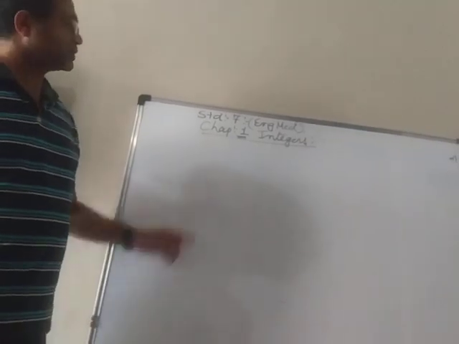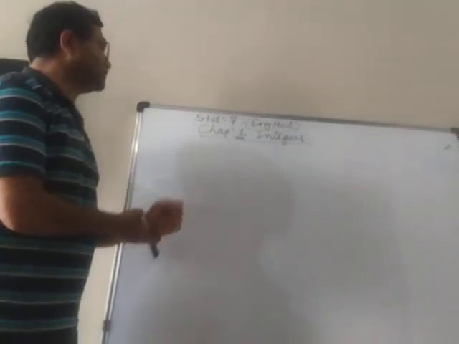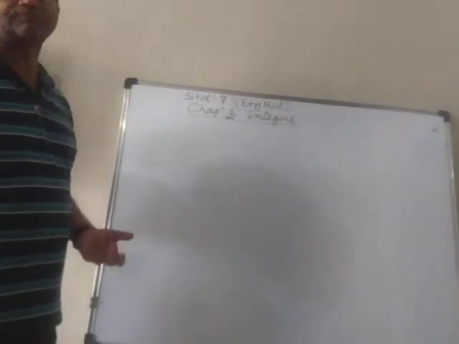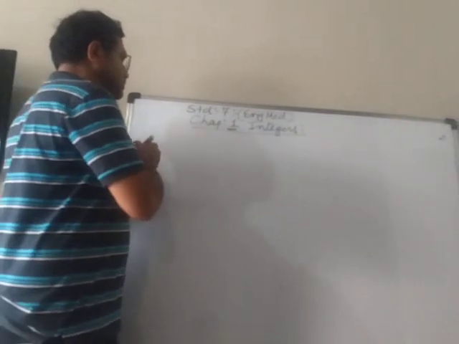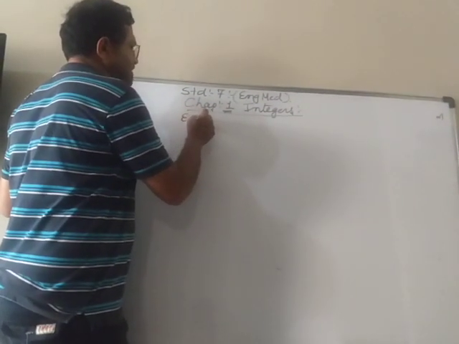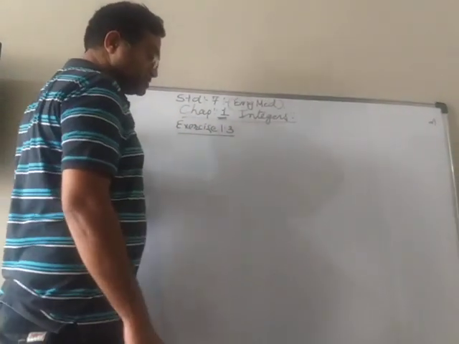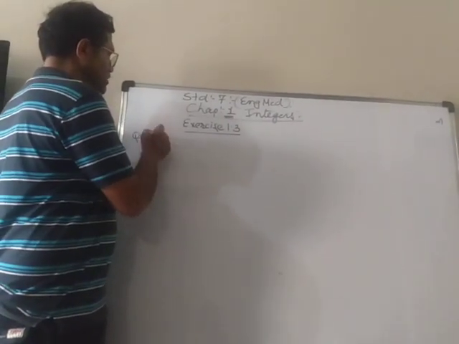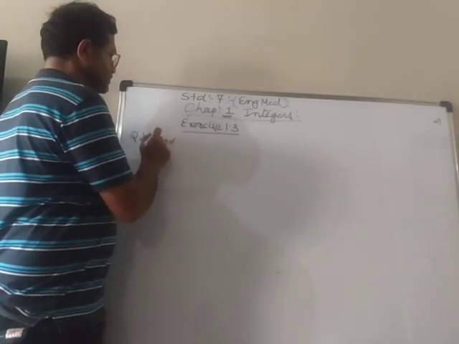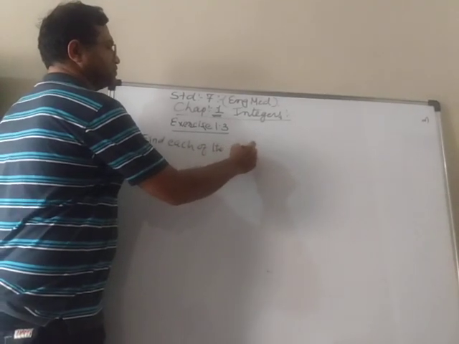Hello students, 7th standard. In chapter 1, in the last video we learned about how to make multiplication easier by using different properties. Now we will do some examples from exercise 1.3. The first question says: find each of the following products.